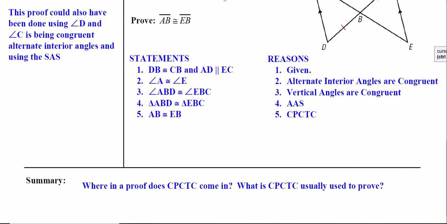For your summary, where in a proof does CPCTC come in? And if you forgot what CPCTC stands for, it stands for corresponding parts of congruent triangles are congruent. I would suggest when you do your assignments, actually say the words because it has a lot more meaning. Otherwise, you're rambling letters. So it might help to say corresponding parts of congruent triangles are congruent. Remember, that means my right arm is corresponding to your right arm. And if we happen to have congruent right arms, even better. What is CPCTC usually used to prove?